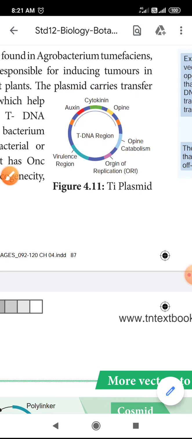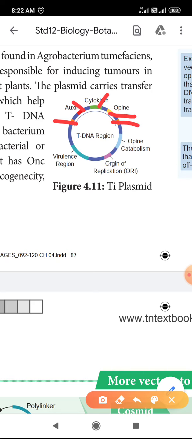The T-DNA region contains the genes for auxin. The red region is called the auxin genes. The green region codes for cytokinin production. The yellow region codes for opine synthesis. This is the right border. This is the left border. This is the T-DNA region, which will be transferred from the bacteria to the plant.